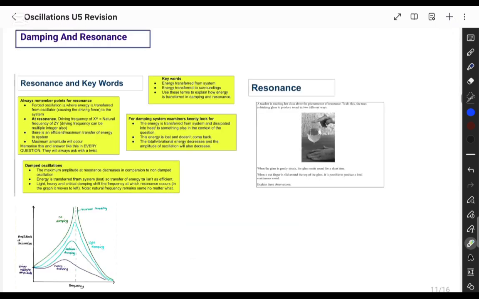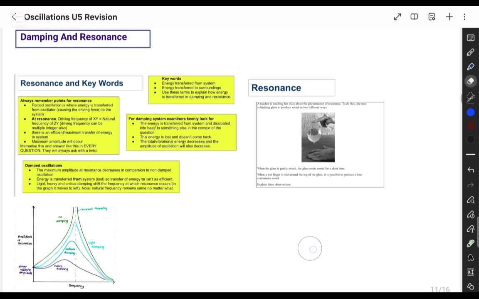Okay, the next is probably the most important thing in this chapter, because so many questions come up, 6 markers, a lot of stuff, and that is resonance. Resonance in a nutshell is when the natural frequency of the system equals the driving frequency of the driving force. So this is basically when resonance occurs.